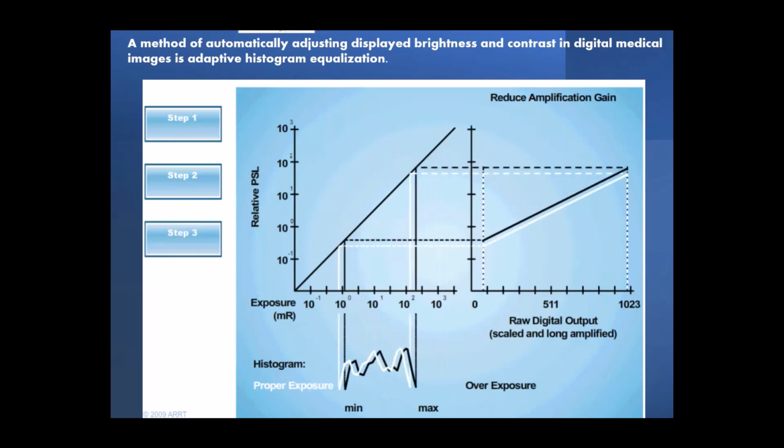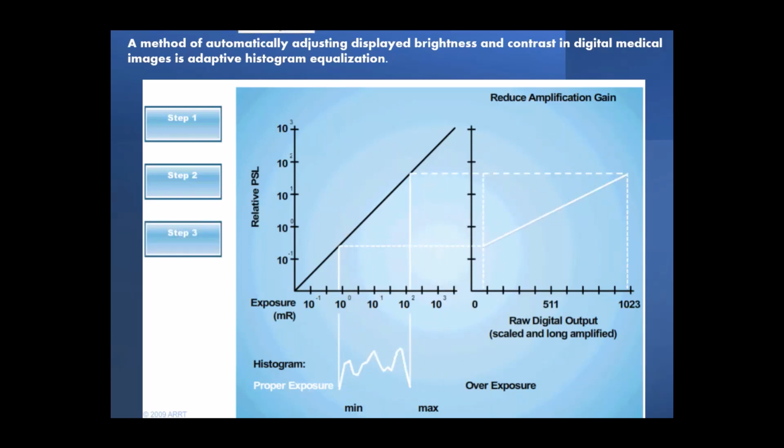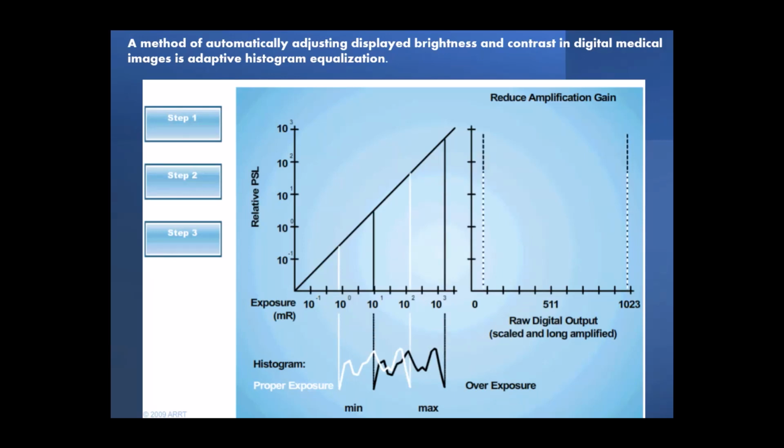Now let's see how the computer automatically rescales your image if it's an overexposure. We see the actual exposure, the overexposure, and we're going to reduce the amplification to make it appear to be a normal exposure. If we use an acceptable technique range, this will be no problem. But what happens when we overexpose or underexpose beyond an acceptable technique range?